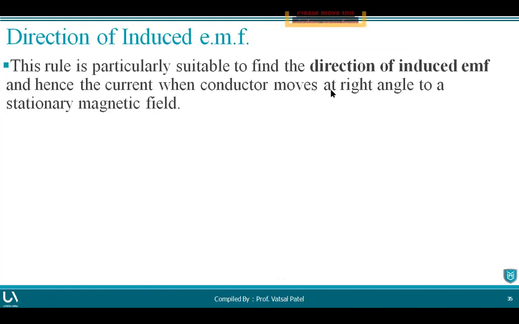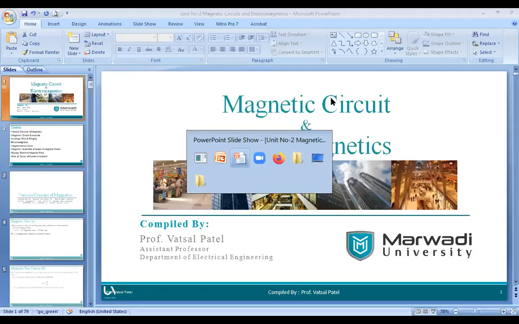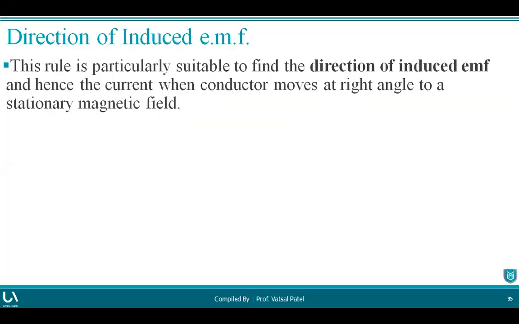Now, the direction represented in the previous part is represented here. The topic we have now is the direction of the induced EMF. The rule is particularly suitable to find the direction of the induced EMF, and hence the current, when a conductor moves at right angle to a stationary magnetic field. When you place a conductor in the magnetic field, an EMF is induced in that conductor.